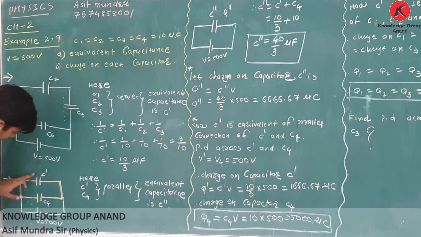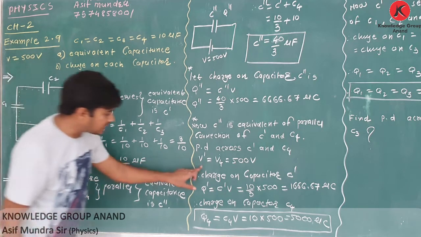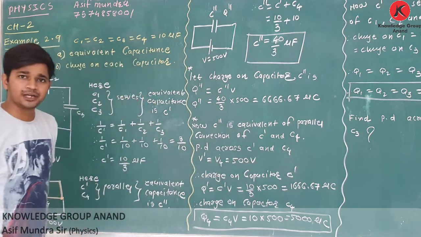Clear from this figure? C dash, C4, they are connected with this battery. So the potential difference between these two ends is equal to 500. So V dash is equal to V4 is equal to 500.